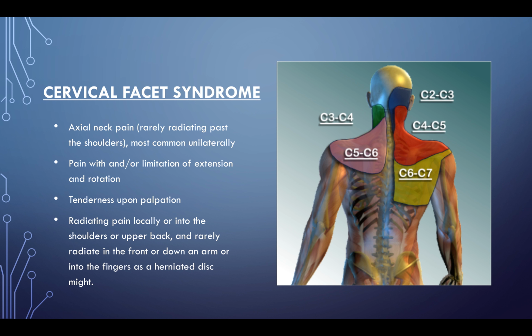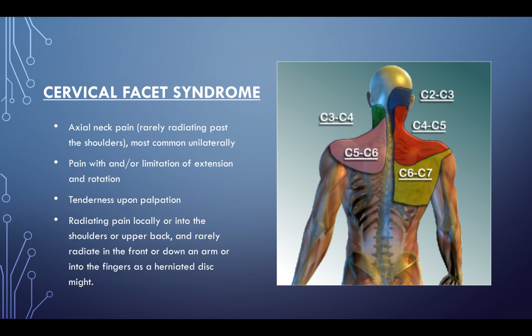But cervical facet syndrome, so the axial neck pain, is rarely going to radiate past the shoulders, and it's usually unilateral in nature. So instead of having a radiating nerve root sort of pain, with the facet pain, it's going to be sclerotogenous, where it'll just be from the spine and out into the more intermediate periphery, so more of the shoulder area, more of the back and on the lats, just like it shows in the picture there. But they'll have pain with and/or limitation of extension and rotation.